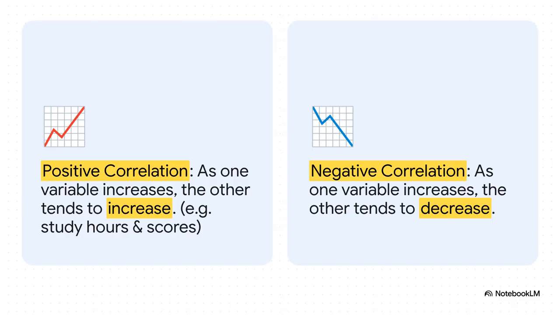So let's talk about relationships in data. You hear about this all the time. A positive correlation is simply when two things tend to move in the same direction. So, for example, the more hours you study, the higher your test score is likely to be. Makes sense, right? And a negative correlation is the opposite, when they move in opposite directions. Think about it. As the temperature goes up, sales of winter coats tend to go down.